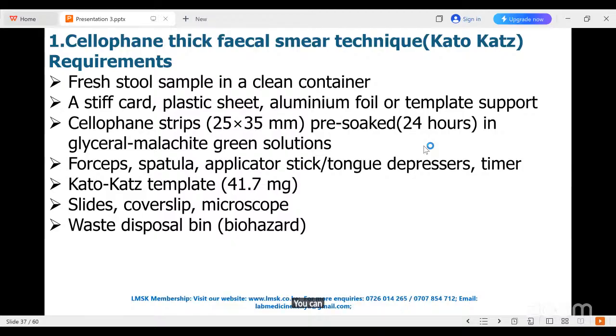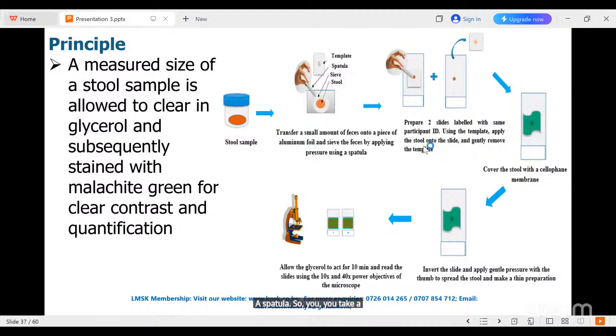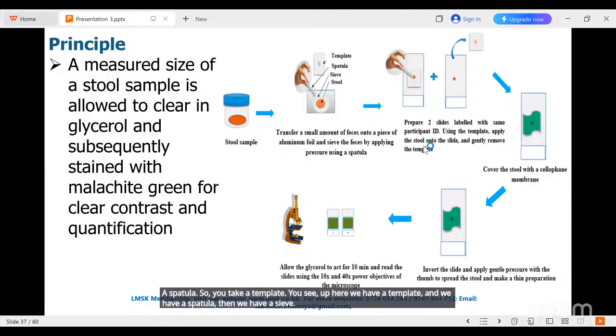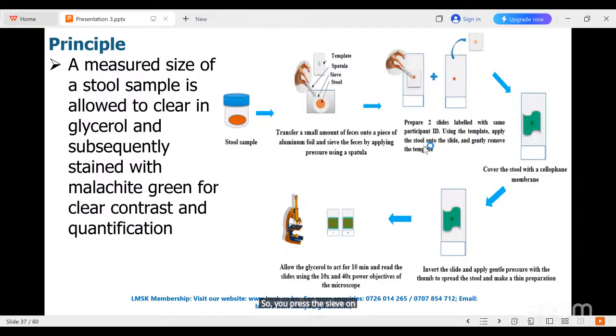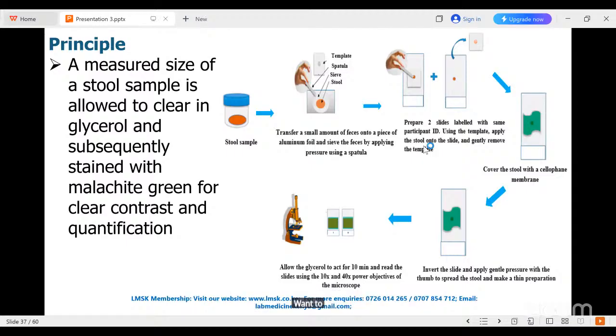You can use a stiff card or a plastic sheet, etc. Then you press using a spatula. So you take a template. Up here we have a template, a spatula, and a sieve. You press the sieve on the feces by applying some force so that some feces, those with small particles, will filter and come up. Then you take a spatula, scoop these finer feces, and fill the template.